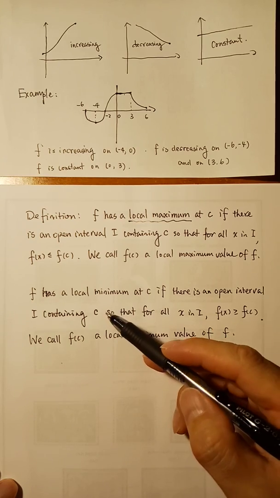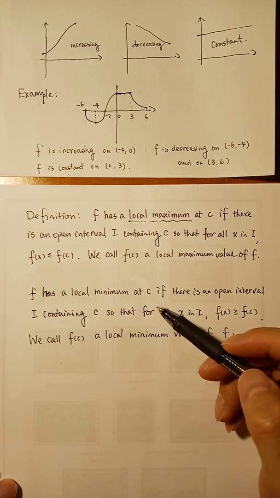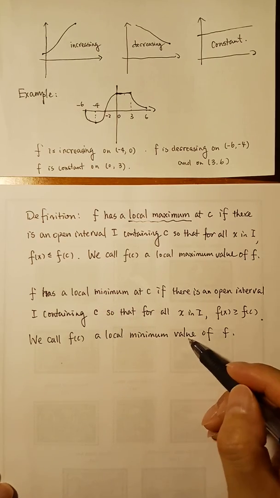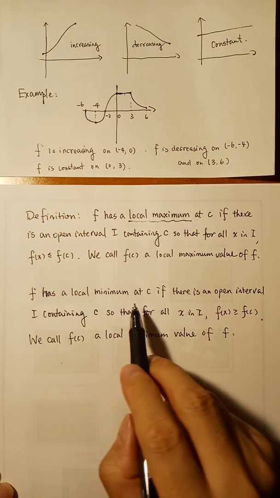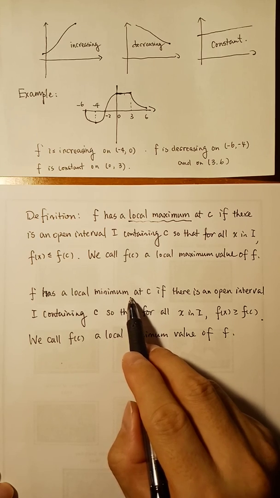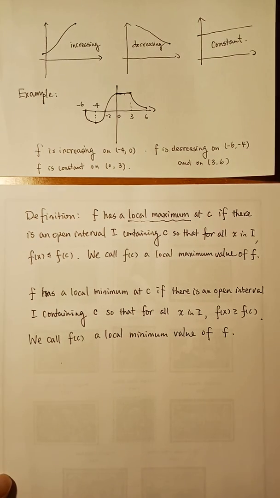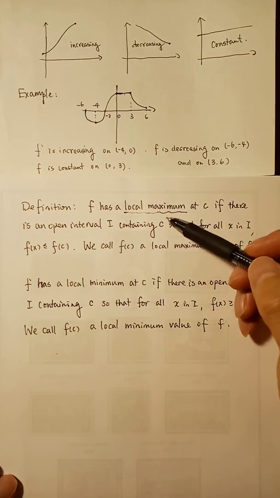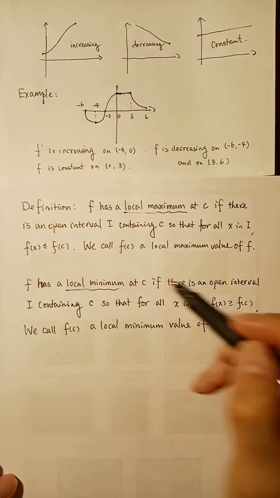When we say it has a local minimum at c, okay? When you say value, you do the evaluation. When you don't have the word value, you don't do the evaluation. Okay, so that's a local maximum and a local minimum.